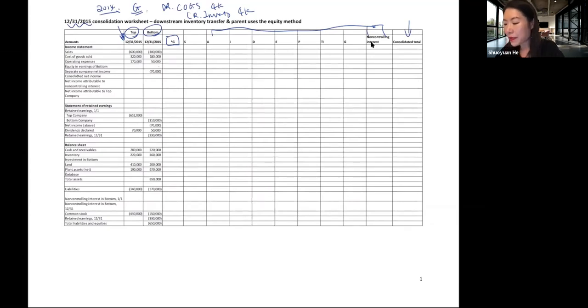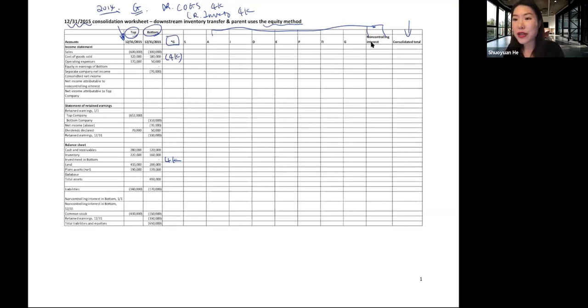Because the parent is using the downstream equity method, the star G entry is to debit the investment account for 4,000 and to credit cost of goods sold for 4,000. After we have put in the star G entry, because the parent is using the equity method here, we do not need any star C entry. And then we can just go directly into the S and A entries.